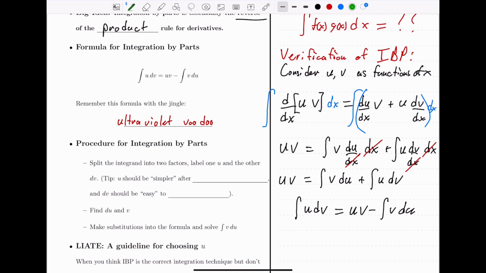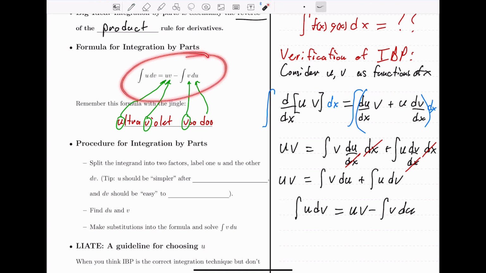And what on earth does it mean? Well, U, ultra, that's the U for the UV, and then V, violet, that's V, so ultraviolet UV. And then we have to remember minus the integral, and then V, that's the V inside the integral, du, du. So there we have it, ultraviolet voodoo. If you ever find yourself forgetting the formula for integration by parts, just try to remember ultraviolet voodoo, and hopefully that helps you out.